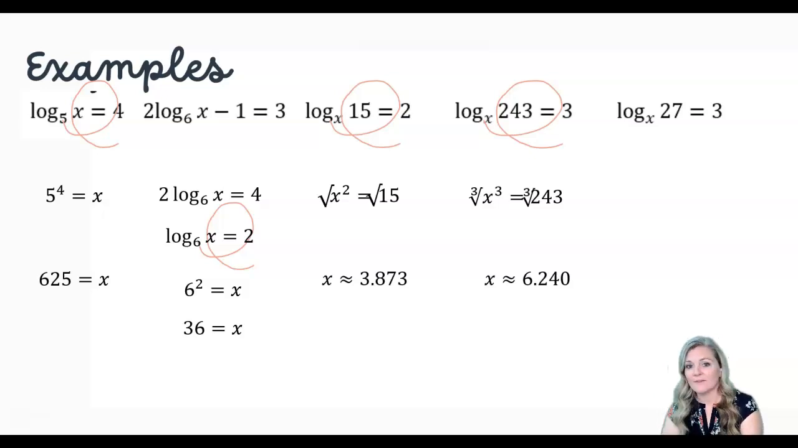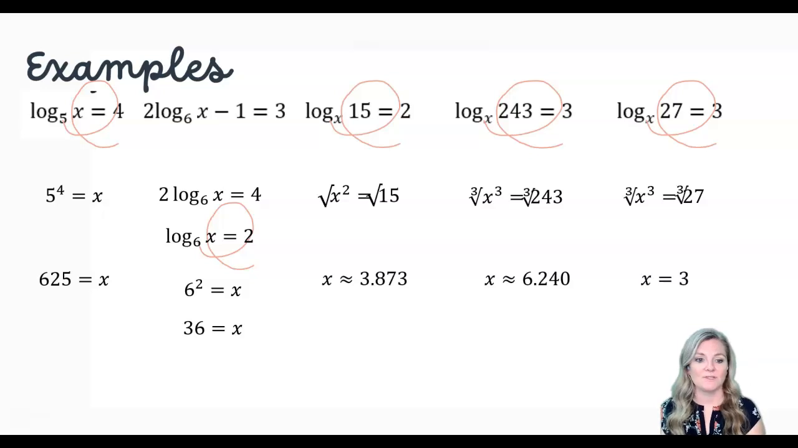The very last one, there's nothing outside of log base x. So I'm going to e it. And so that is x to the third is equal to 27. Cube root both sides, and you get a nice x is equal to 3.